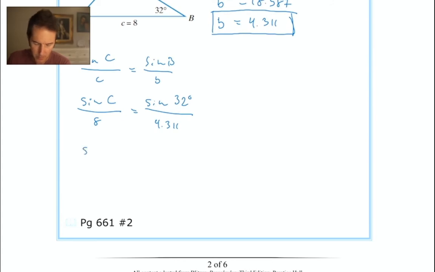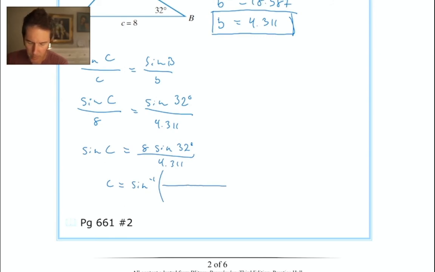Multiply both sides by 8. That gives us the sine C all alone, and on the right-hand side we have 8 times the sine of 32 degrees divided by the 4.311. Then we need to take the inverse sine of both sides, so C equals sine inverse. When I took the inverse sine of the left-hand side, the inverse sine and the sine canceled out, and this is the inverse sine of 8 sine 32 over 4.311. Let's try this in the graphing calculator.